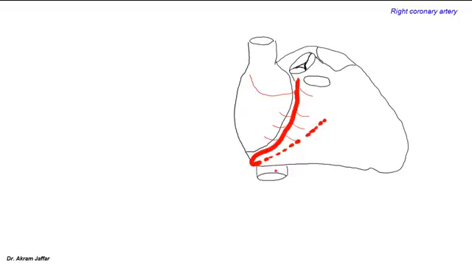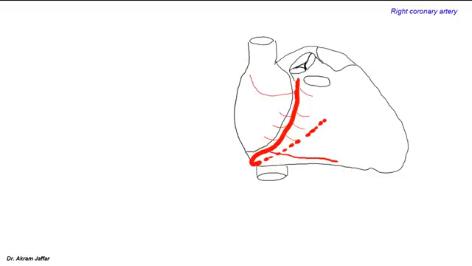Close to the inferior margin of the heart, what is called the acute margin of the heart, the right coronary artery provides a marginal branch, which is called the acute marginal branch or right marginal branch. This marginal branch passes parallel to the inferior border of the heart, supplies the right ventricle. In fact, it is a long ventricular branch that supplies the right ventricle, but it does not reach the apex of the heart.